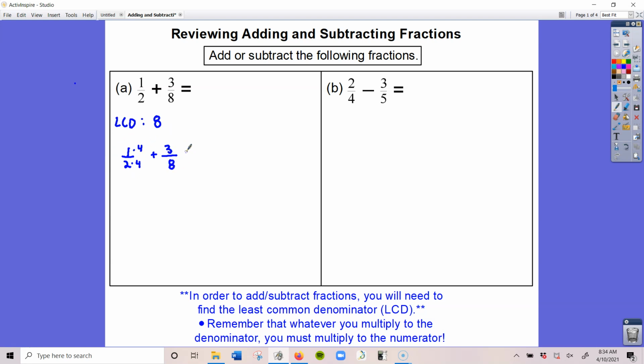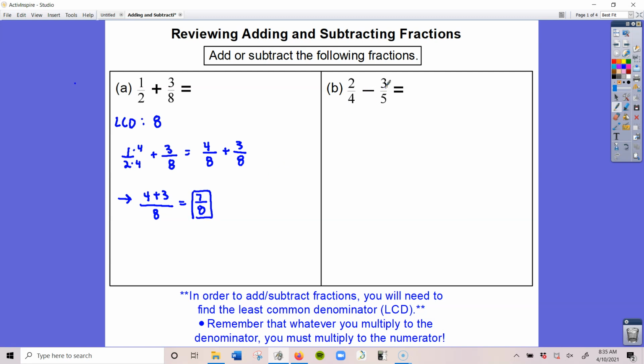Now let's rewrite this. 1 times 4 is 4 over 8 plus 3/8. When we are adding fractions, what we do is we add the numerators, but the denominator stays the same. So essentially, this is the same thing as saying 4 plus 3 all over 8, since the denominator is going to stay. 4 plus 3 is 7. So we get a final answer of 7 over 8.